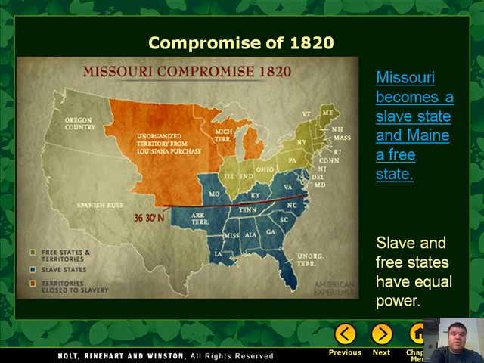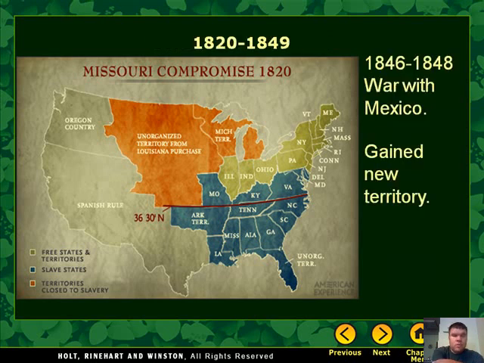Now, one of the other things they did was they said that, from now on, anything above this line, the 36 degrees, 30 minutes north latitude line, anything north of that is going to be free, and anything south of that can be slave.